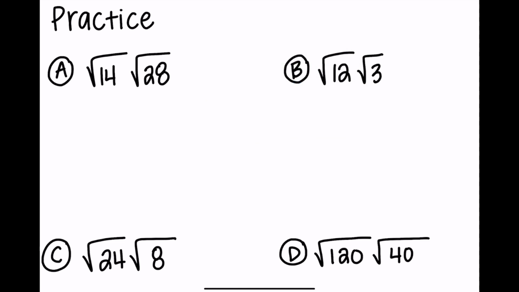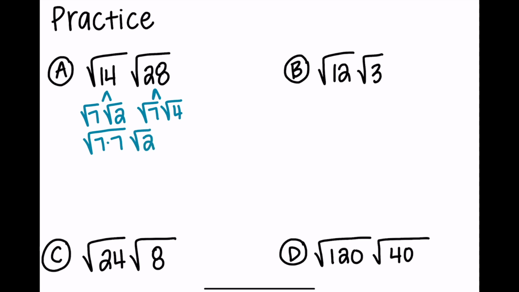Okay, let's check those. So for practice A, we have the square root of 14 times the square root of 28. I don't even know what 14 times 28 is off the top of my head. So instead of trying to do that, we are going to just go ahead and break this down. So this would be 7 and 2. This would be 7 and 4. Now the good thing about this is that the square root of 4 is a perfect square already. So again, we can reconfigure these. So I'm going to combine the 7s and then the square root of 2. And we already know that the square root of 4 is 2. So I'm going to put that in the front.